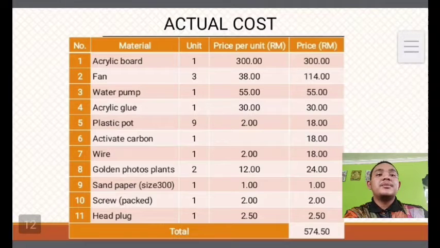Okay, I will continue to the estimated cost of the main materials used to complete the entire project. The materials we use are acrylic board, which costs 300 ringgit, 3 fans at 38 ringgit each, a water pump which costs 55 ringgit, acrylic glue which costs 30 ringgit, then plastic pots worth 2 ringgit, about 9 units, wire worth 2 ringgit, golden pothos worth 12 ringgit for 1 unit, not forgetting the sandpaper, screws and head plugs which cost 1 ringgit, 2 ringgit and 2 ringgit 50 cents respectively. And the total is 574 ringgit and 50 cents.